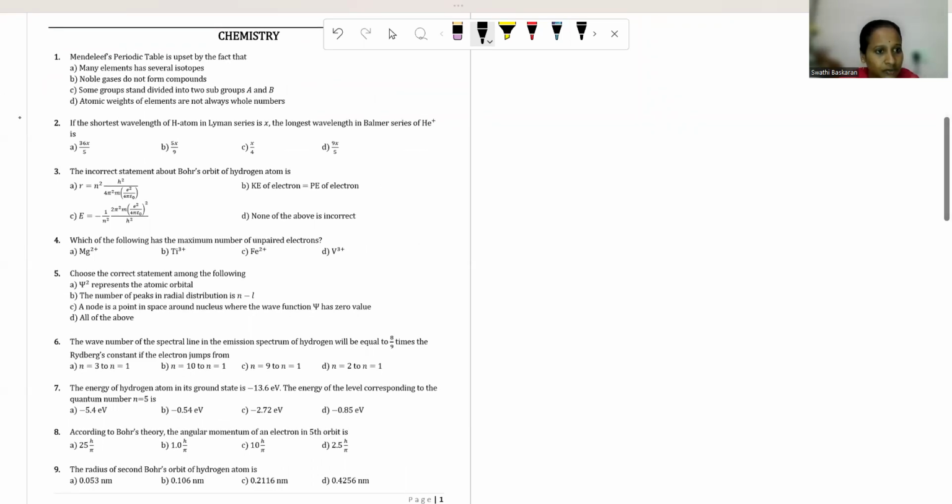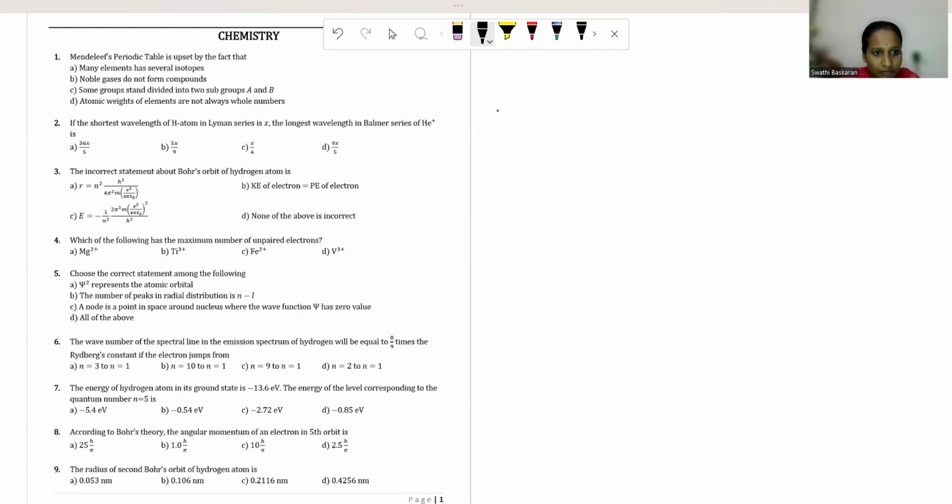The first question here we have is, if the shortest wavelength of hydrogen atom in Lyman series is X, the longest wavelength in Balmer series of helium plus is. Okay. Now let us do it. First of all, let us have the relationship between the wavelength and energy. And after which we will be trying to solve this question.